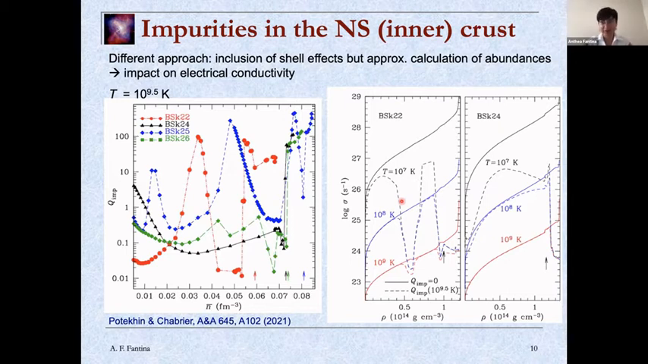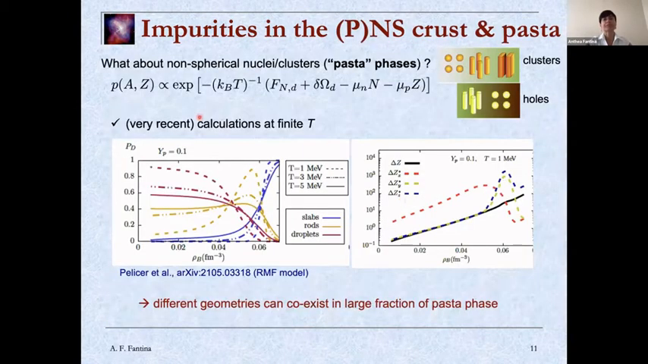I've not spoken about geometry, but one might expect to have pasta phases at the bottom of the inner crust. There have been some very recent calculations on it, and I will show them here. When you have pasta phases, you have different geometries, and this adds a complication in the calculation because your probabilities now depend on the dimension: 3D if you have spheres, 2D cylinders, or slabs, or the inverted configurations as well. What has been done in this work is to calculate distributions for the different pasta configurations.